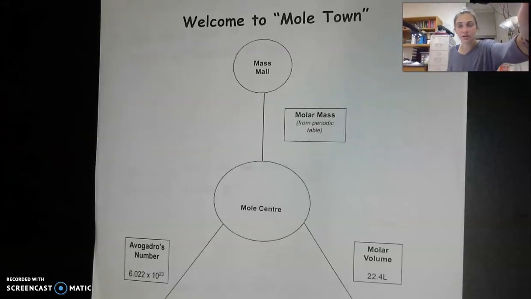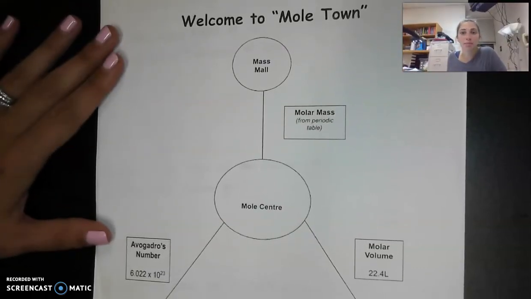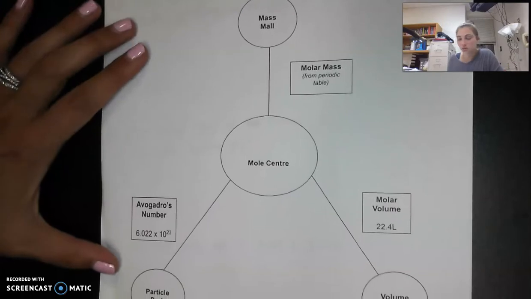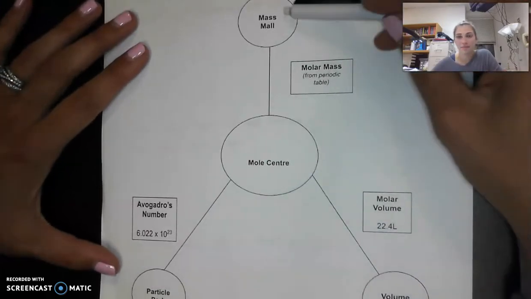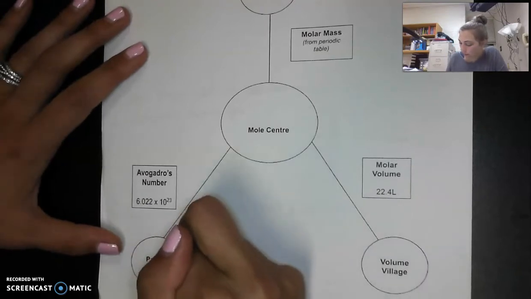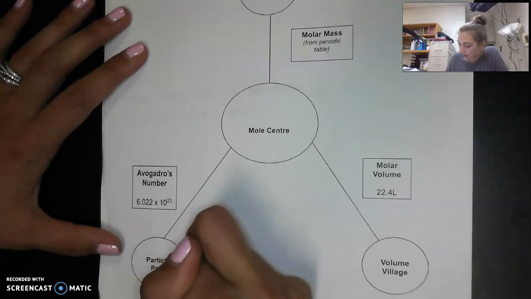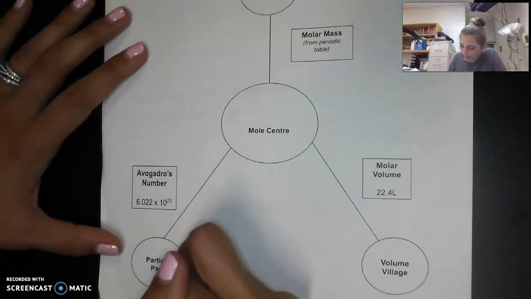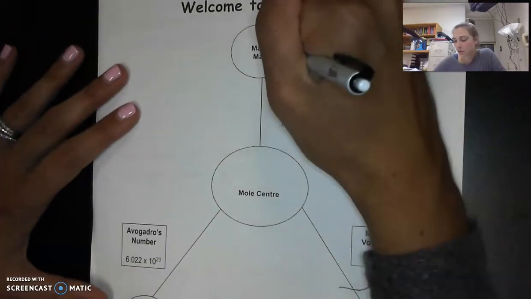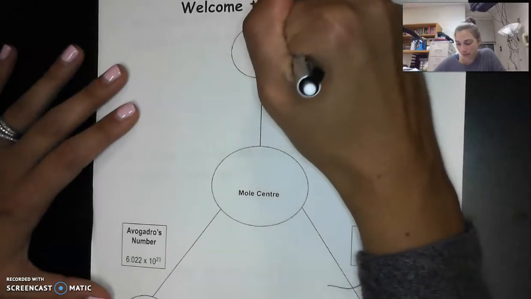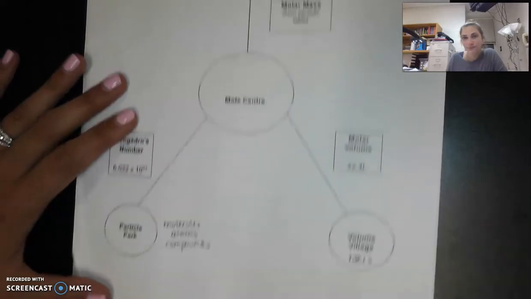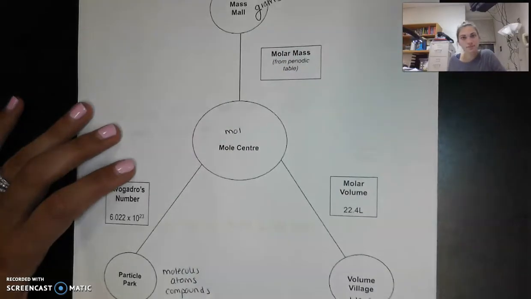Hi, today we're going to talk about two-step mole problems. So I want to just go back to our mole town and remind us of where everything is. In the middle we have our moles, then we have mass, volume, and particles. Remember, particles can have molecules, atoms, compounds. Those are all possible units for particles. Possible units for mass is grams, and possible units for volume is liters. And the mole center is moles.